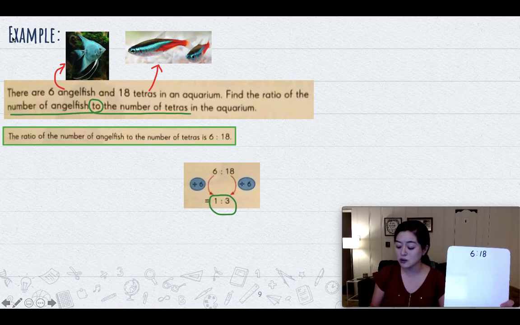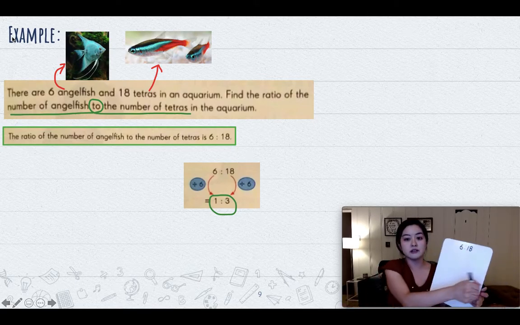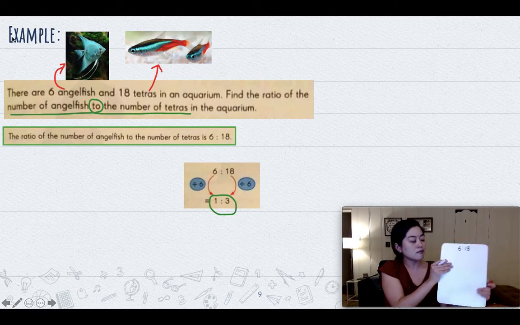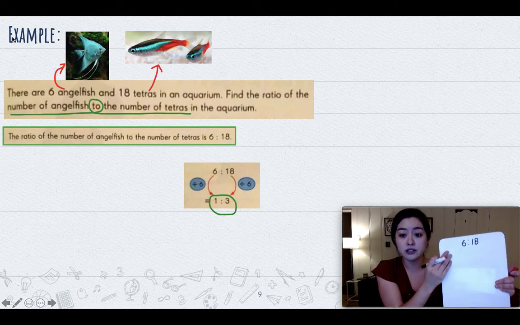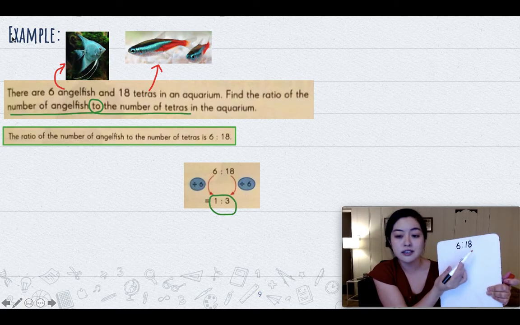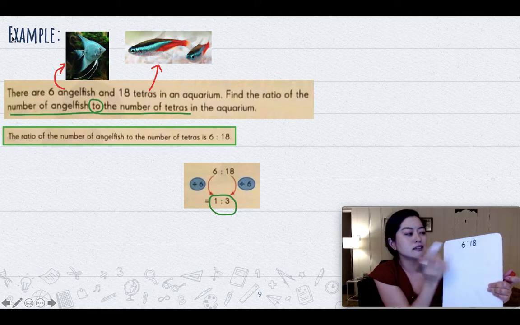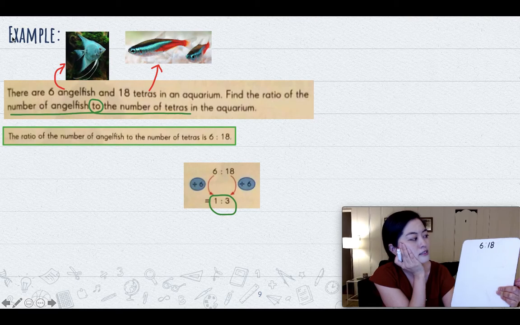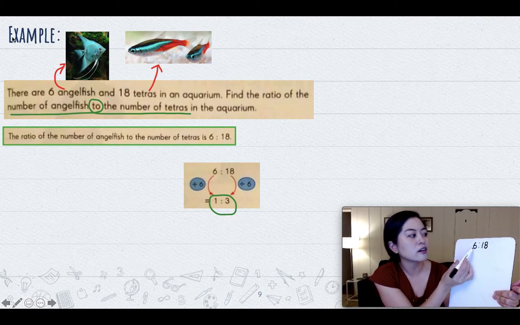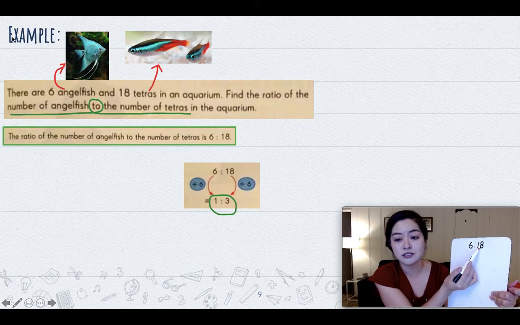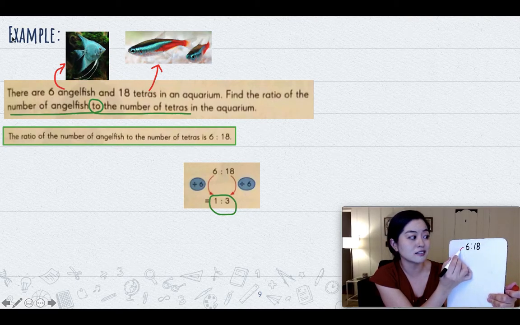So what we can do here is try to find the greatest common factor between 6 and 18. If you have some trouble with that, in here I see that the greatest common factor is 6, because obviously 6 goes into 6. Can 6 go into 18? 6 times 2 is 12. 6 times 3 is 18. Why, yes, it is.